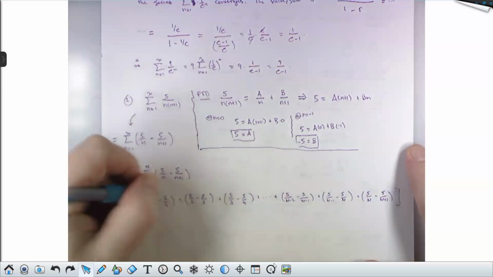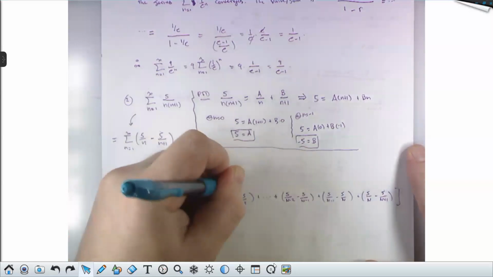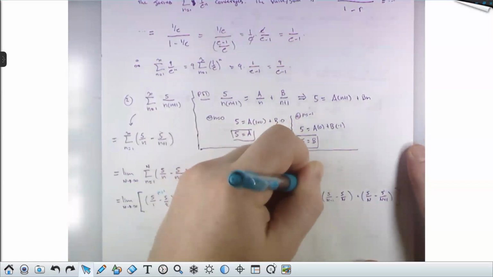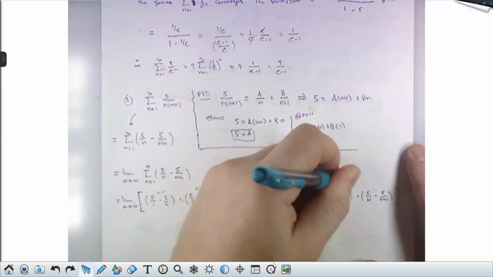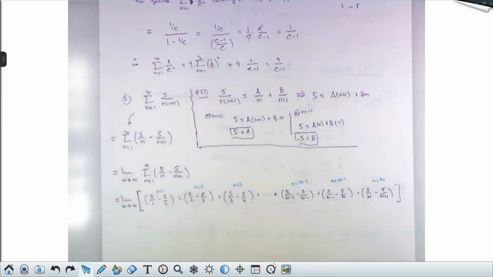I'll index each of these. This is little n equals 1, little n equals 2, little n equals 3, little n equals capital N minus 2, little n equals capital N minus 1, and little n equals capital N. So here is the full partial sum. I'm able to do this because the partial sum is finite in length as opposed to the full sum, which is infinite in length.